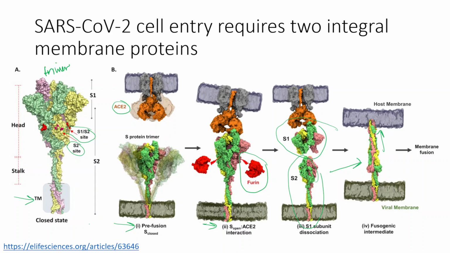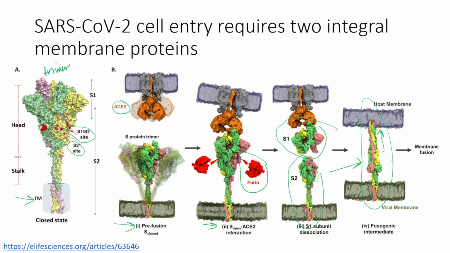The S1 piece of the protein remains attached to the ACE2 receptor. The ACE2 receptor kind of starts off the process, but it's the S2 piece of the original spike protein that will actually help to penetrate the host membrane. And then ultimately, there's a lot of other changes that happen that allow the membranes to fuse.